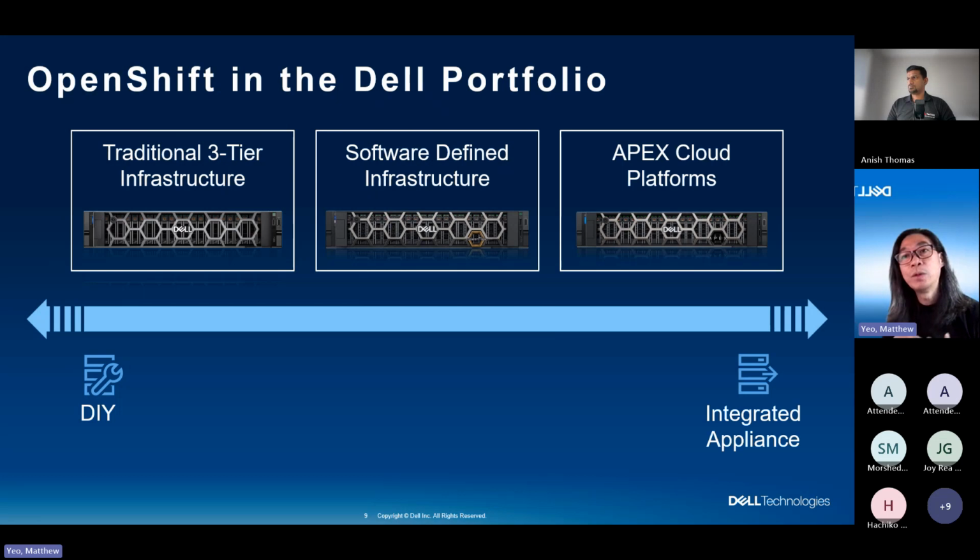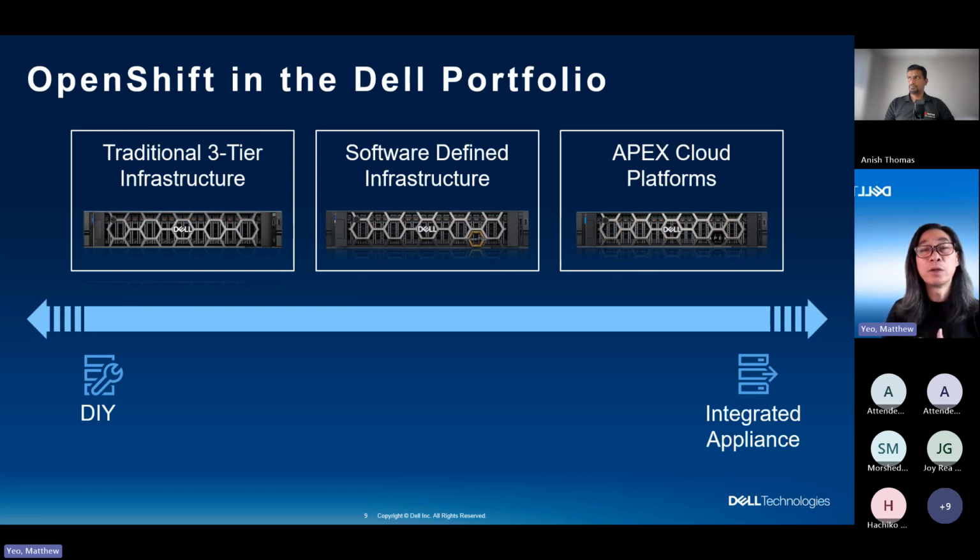Then last but not least, we made it simple for everyone, including partners like you and customers, by making it into an integrated appliance. And so we called this appliance Apex Cloud Platform. And this is the first and only OpenShift appliance in the world today.